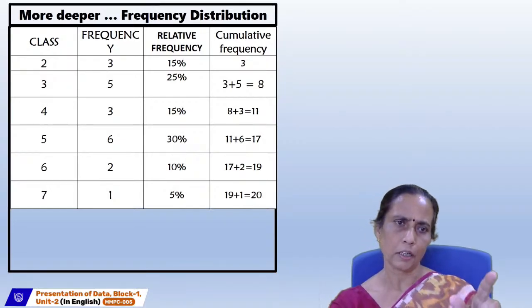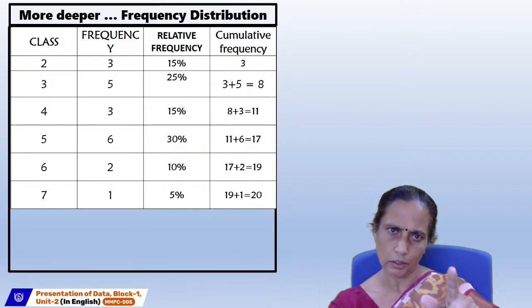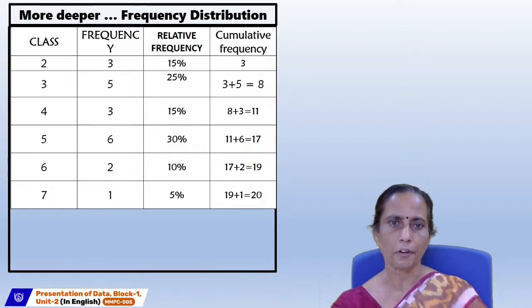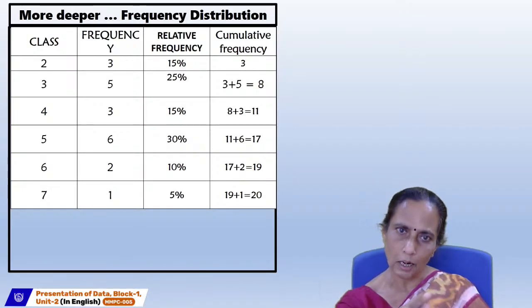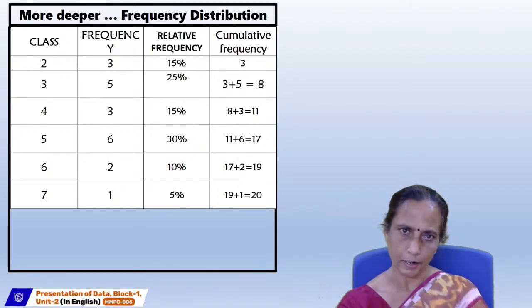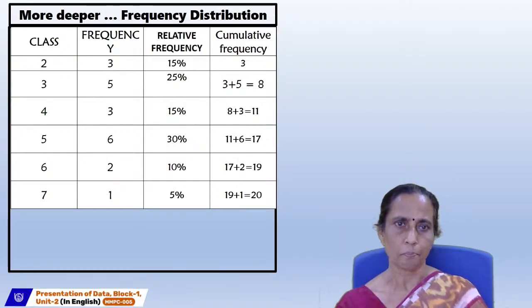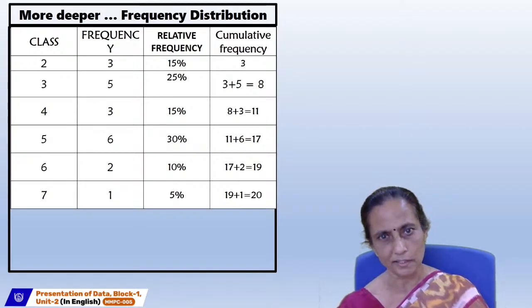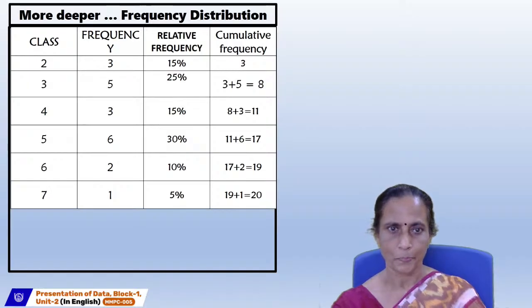Over here our frequency of class 2 is 3, so the cumulative frequency is 3. The frequency of class 3 is 5. The cumulative frequency of that class will be 3 plus 5, that is, 5 should be added to the previous class. That is the cumulative frequency of that particular class. That is 8, and so on.